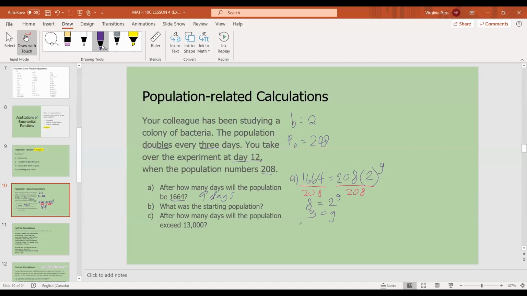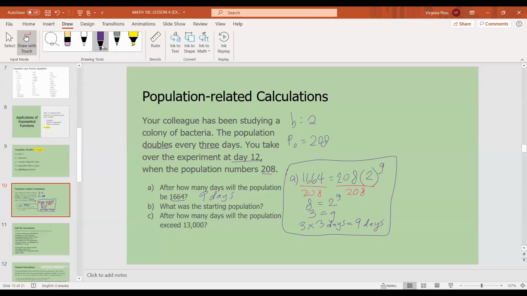Let me write this down. So 3 times 3 days equal to 9 days. All right. It's really important to read the question and make sure you're actually answering the question before you answer the question. I'm going to circle this to section it off.